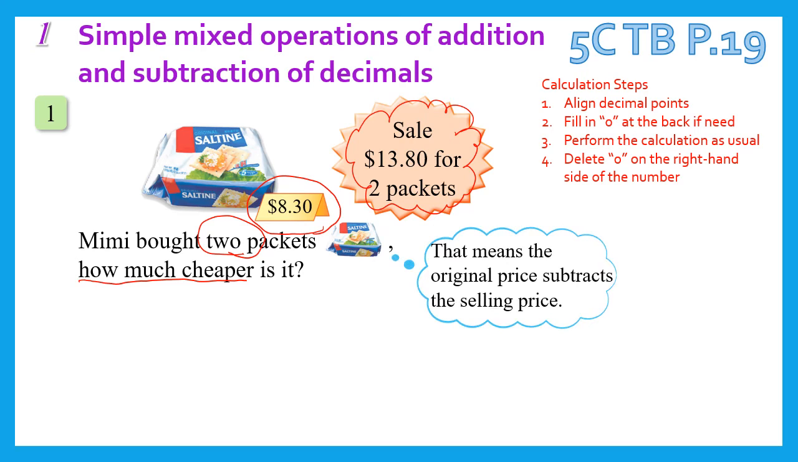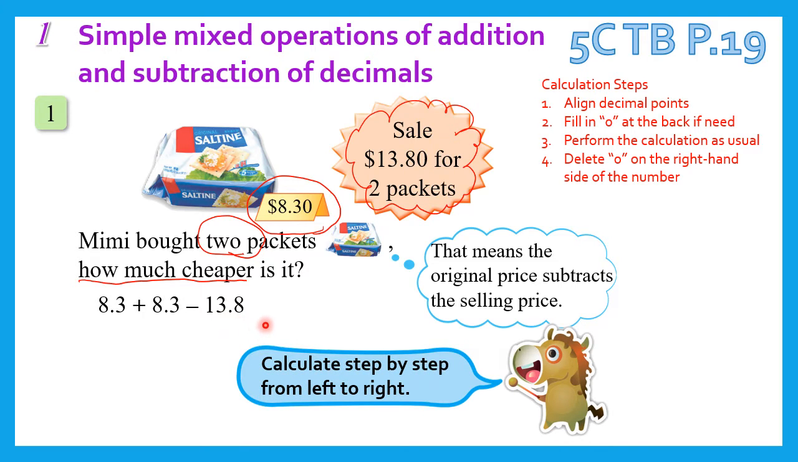And for this question, it means that the original price should be more expensive than the selling price. So it means that you need to do the subtraction. You need to do the subtraction by using the original price subtract the selling price. So here is the number sentence. After you write the number sentence, you can go to the column form and do the calculation one by one.